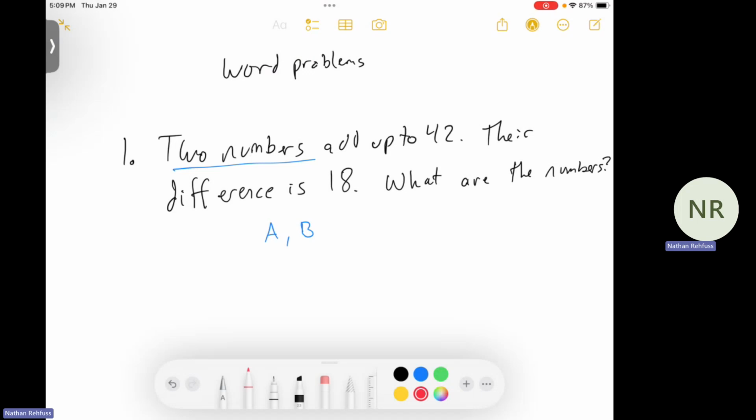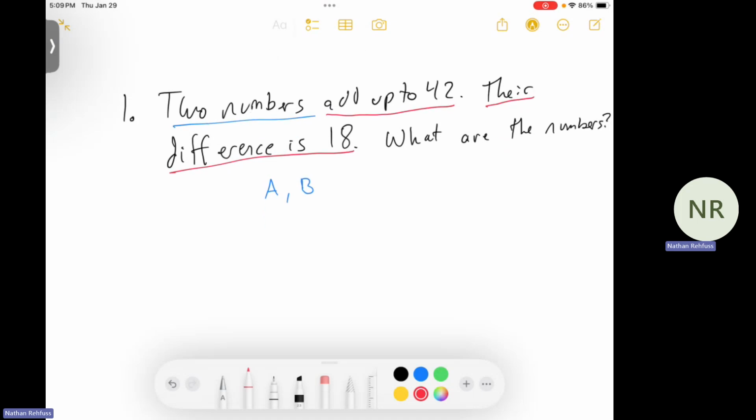In this case, telling me that they add up to 42 is a relationship. Telling me that their difference is 18 is a relationship. In general, I should have as many relationships as I have unknown quantities. So in this case, with 2 unknown quantities and 2 relationships, I am ready to go on to step 3. What we're doing here is taking notice of the parts of the problem. We've broken the problem into parts, and now we're going to translate the parts into the language of mathematics. So we're translating from English to mathematics here.